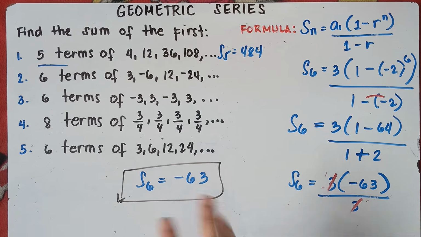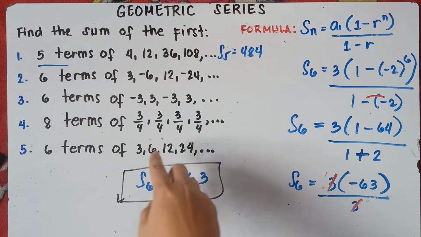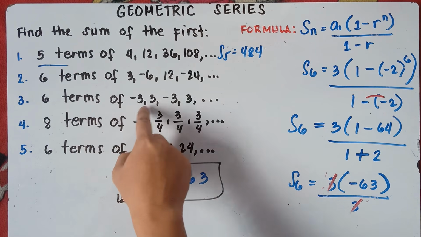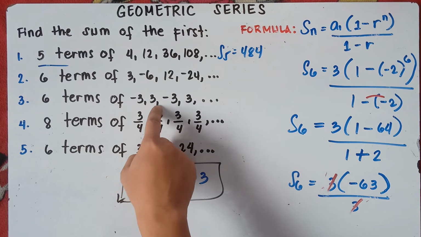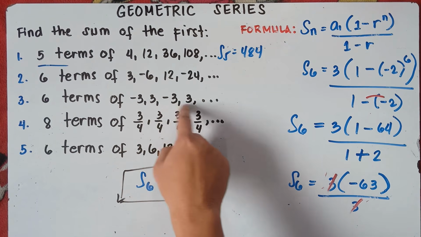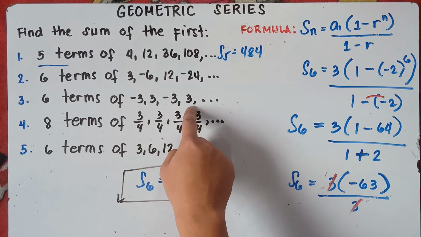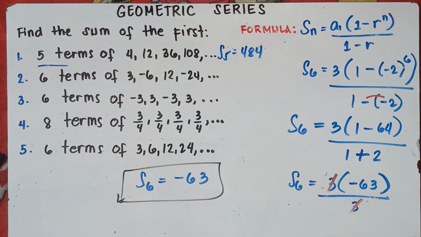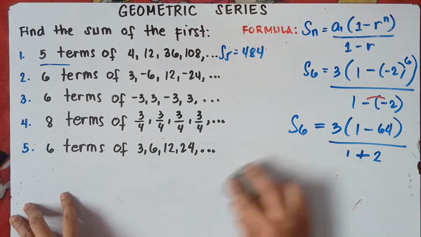Now for number 3 and 4, class, you don't need to use the formula. Why is that, sir? It's because for number 3, if you're getting the sum of the 6 terms, try to check, class. If you add this one, negative 3 plus 3, this is 0. Then the other one, negative 3 plus 3, this will be 0. So 0 plus 0.